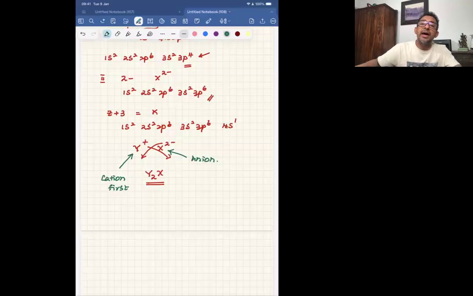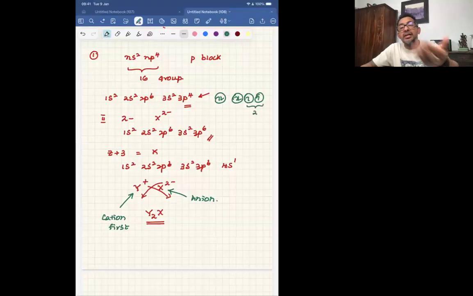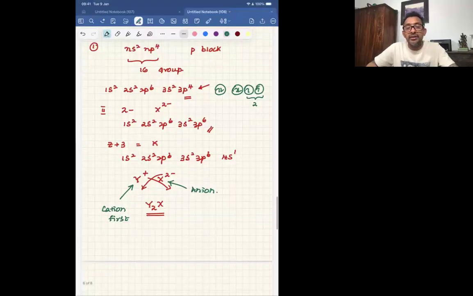Y2 minus for the anion, anything S2P4. S2P4 means you have S2, 2 electrons, and P4 means you have 4 electrons: 1, 2, 3, 4. In order to complete the octet, you have to get 2 electrons. It will accept 2 electrons. Valencies are that. Everybody okay? Good. Well done.